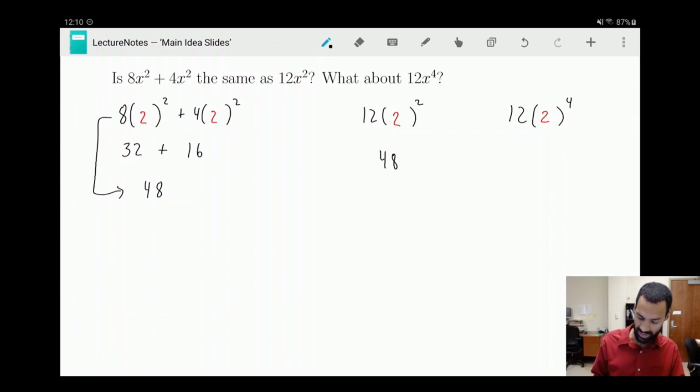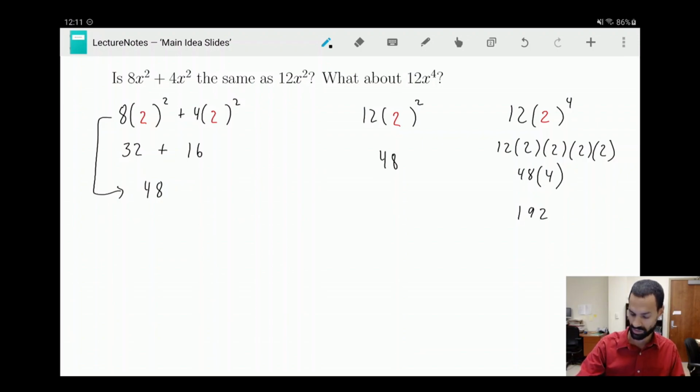Great. What about 12 times 2 times 2 times 2 times 2, right? That 2 being to the fourth power. I'm actually going to write this one out. Right? 12 times 2 is 24. Times another 2 would be 48. Times 2 times 2. I'm going to multiply those together and get my 4. So this is 48 times 4. And what is that going to be? 192. I don't trust my math on that one. 48 times 4 is 192. Right. Notice that is not the same thing as 48, right?